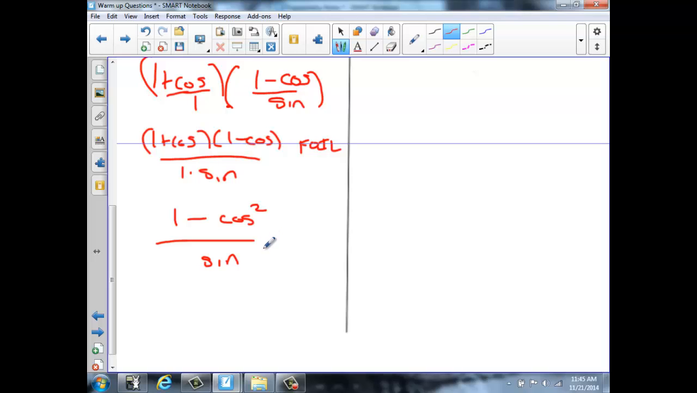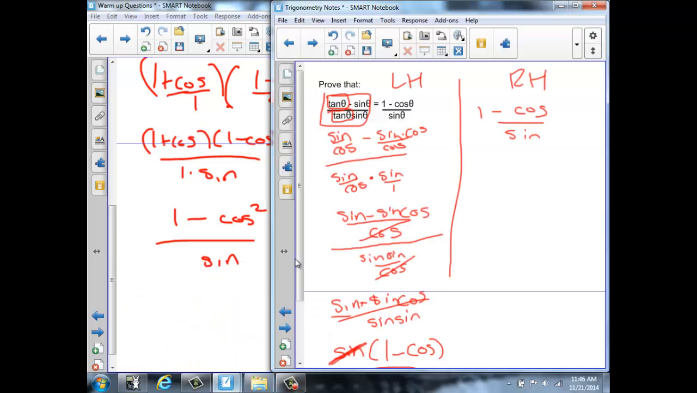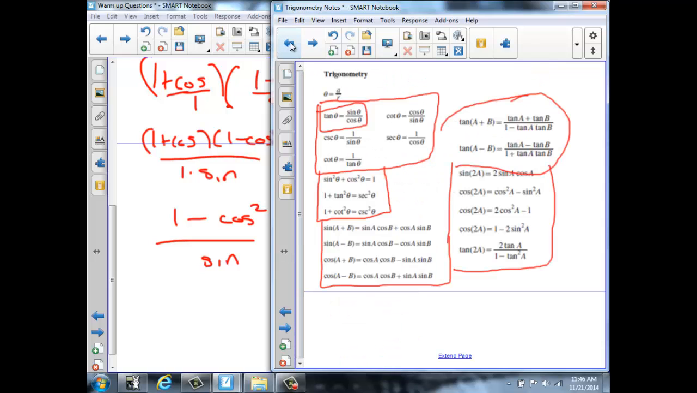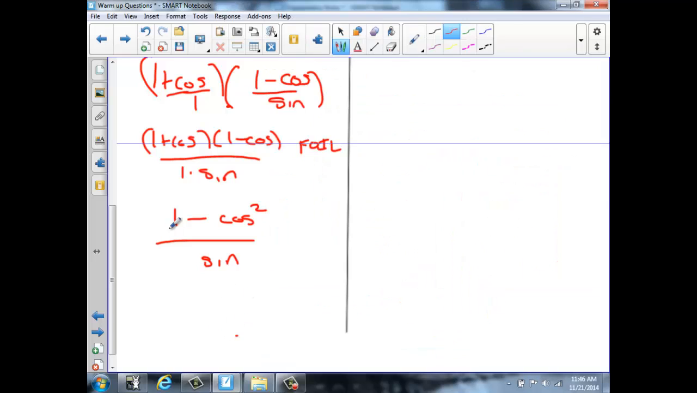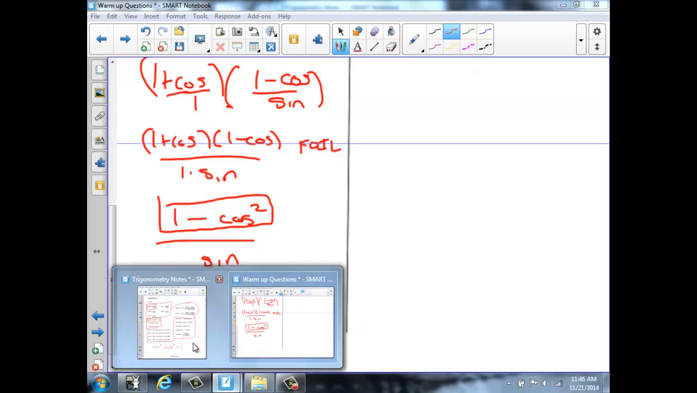Okay, one more thought. This one I won't expect you guys to get yet, but experience with your data sheet will help. If you can find your data sheet, there's a rule on here, right here. It is sine squared plus cosine squared equals 1. You guys find that rule? And right here, you have very similar looking stuff. Minus cosine squared equals sine squared.